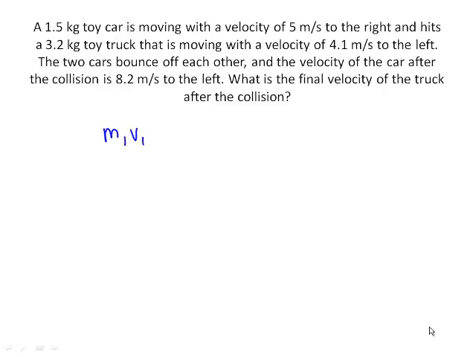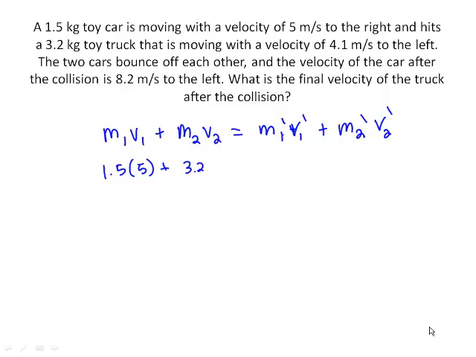So we're going to do another example problem here, this time using the equation mass of one object times the velocity of one object plus the mass of the second object times the velocity of the second object is equal to the mass of the first object after times the velocity of the first object after plus the mass of the second object after times the velocity of the second object after. So in this case we have a 1.5 kilogram car traveling at 5 meters per second plus a 3.2 kilogram truck moving negative 4.1 meters per second, negative because it's moving to the left.